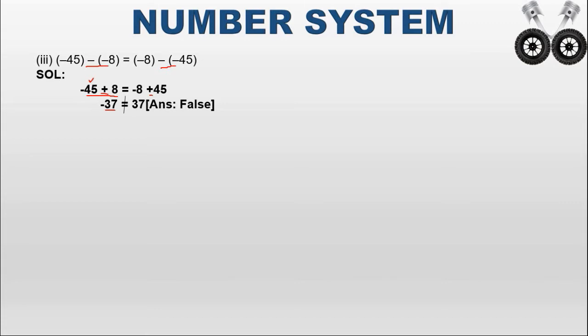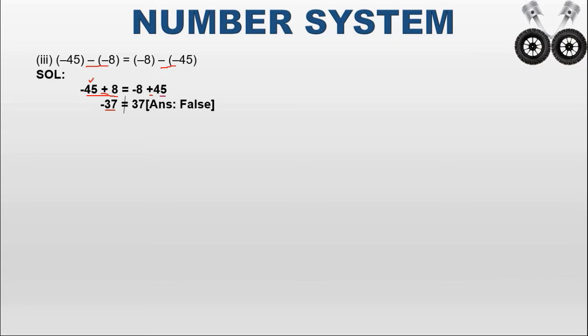So next one is minus 8 plus 45. So again we are having two different integers. With a different sign, that means you have to subtract. So 45 minus 8. So the answer is 37.